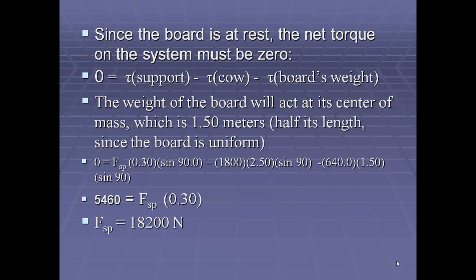Again, remember that the weight of the board is considered to be concentrated at its geometric center. And since we're talking about the distance from that geometric center and the point of rotation being our lever arm, it's just 1.5 meters. So we add up our known values for torques, and the force exerted by the support times its lever arm must equal the torques exerted by the other two objects. We get a force exerted by the support of 18,200 newtons.